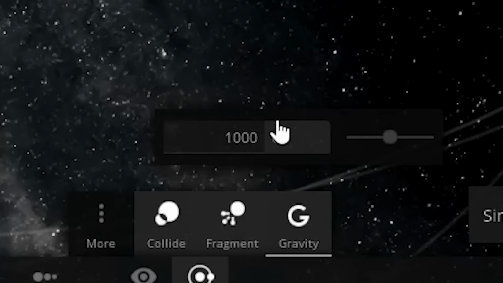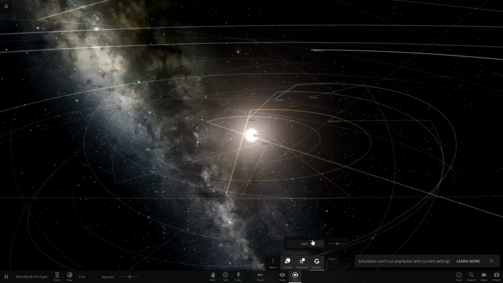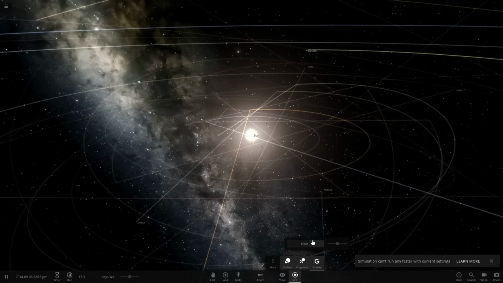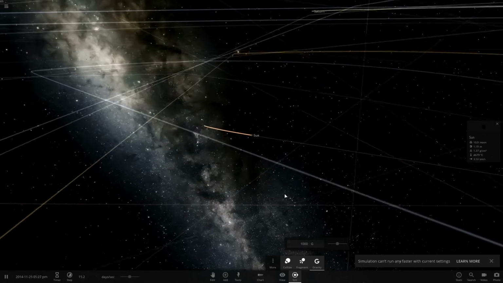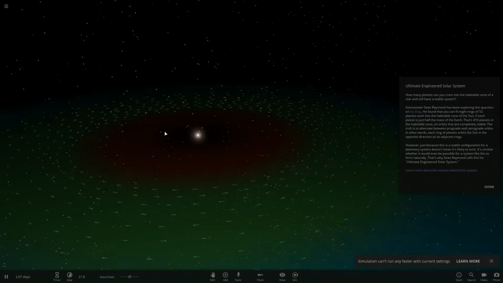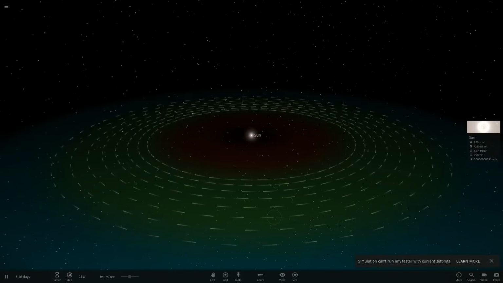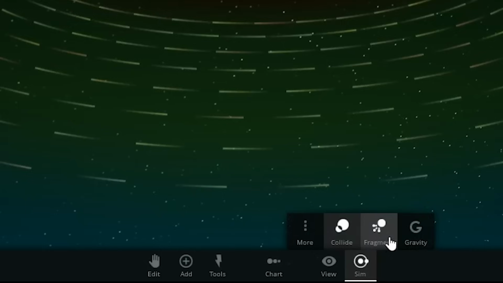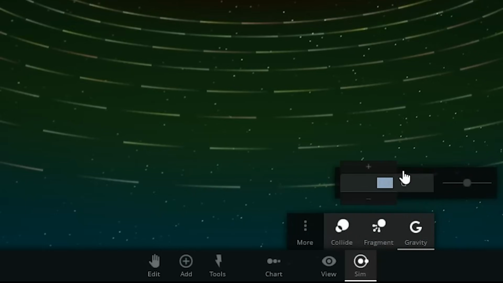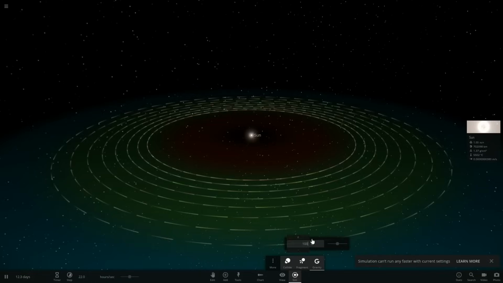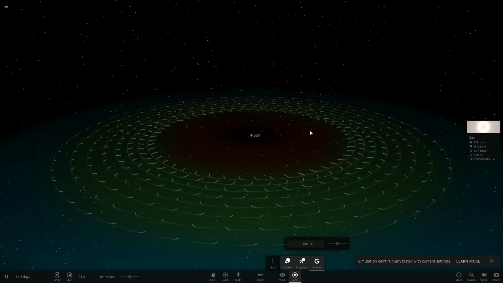How about 1000 gravity? Oh God. Oh Jesus. How did the sun just get way bigger? Never mind. The sun just transformed into a black hole. Okay, ultimate engineered solar system. This is gonna be our new guinea pig because there's enough stuff here to really screw things up. I think you have to do the steps of gravities slowly. So we'll start with 100 gravity.